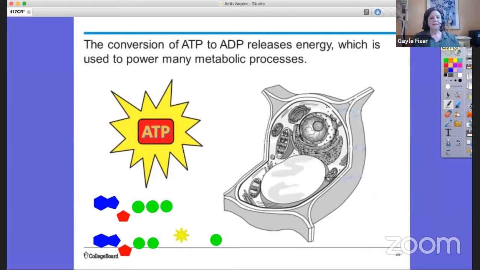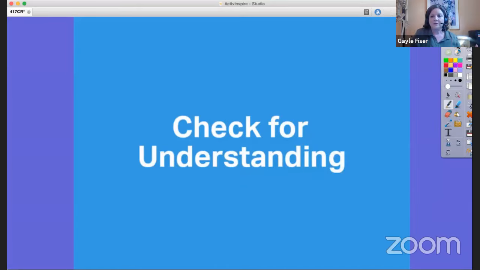All right, so the conversion of ATP to ADP releases energy, which is used to power many metabolic processes. So this is very simplified, but here's our ATP molecule, and there's our phosphate groups. There's some high energy bonds between these. Now, when this is ADP, and this is P, when this bond is broken, the energy is released, and that energy will fuel a cellular process, okay? It's a very small molecule with a small amount of energy, nothing like the big glucose molecule, and we'll talk about that. All right, so now let's check for understanding.